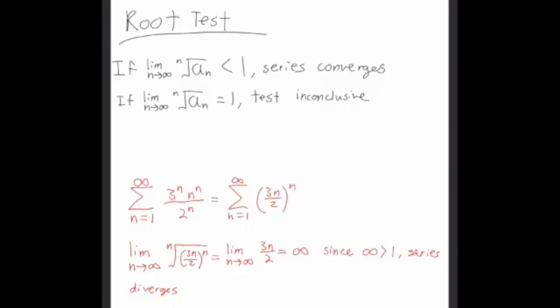that's the same thing as saying the series from 1 to infinity of (3n/2) to the n power. So that is a_n, so you take the nth root of that, so then these two n's cancel out, which leaves you with the limit as n approaches infinity of 3n/2, which is infinity, and since infinity is greater than 1, the series diverges.